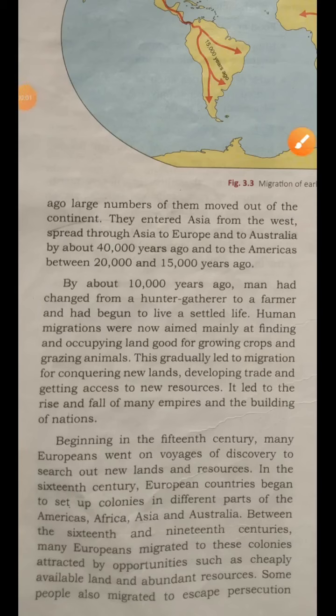Years ago, this 23rd page is completed, coming on page number 24. So years ago, a large number of them moved out of the continent. They entered Asia from the west, spread through Asia to Europe and Australia, and about 40,000 years ago to the Americas, between 20,000 and 15,000 years ago.